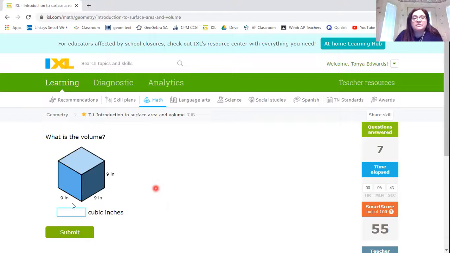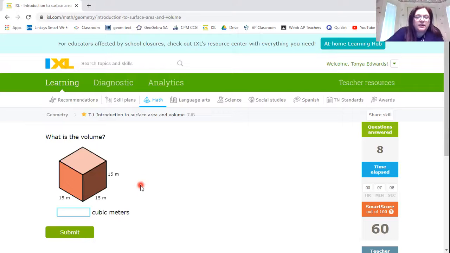Volume, easy. Length, width, height. 9 times 9 times 9, 729. Now remember, when you're doing this on paper, don't forget your units. Volume again, easy peasy. Length times width times height. 15 times 15 times 15, 3375.